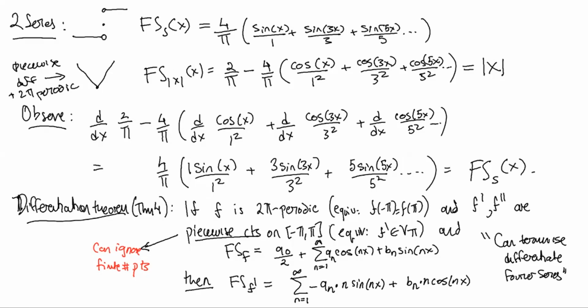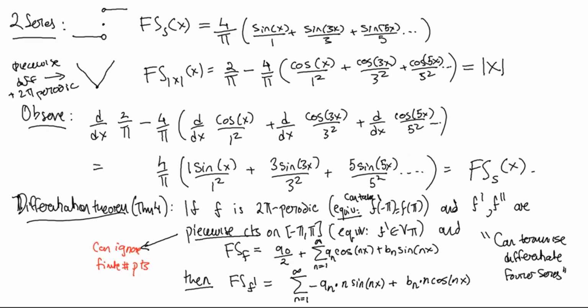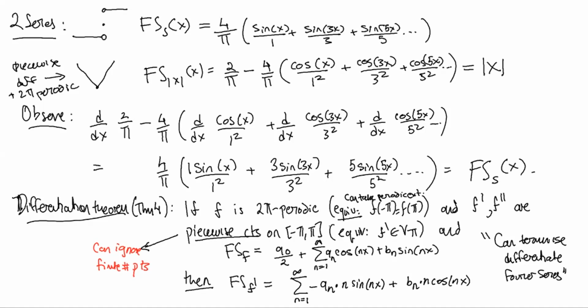So there's a discussion about why this is equivalent. What I mean is this condition, f of minus pi equals f of pi, means you can take a periodic extension. If you have the same value at the endpoints, then you can view it as a function on R by copying it many times. Does that make sense?